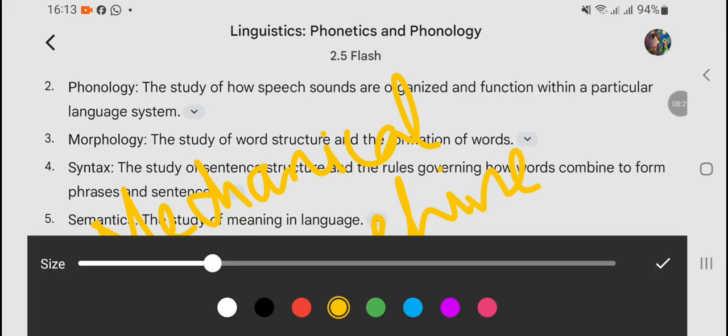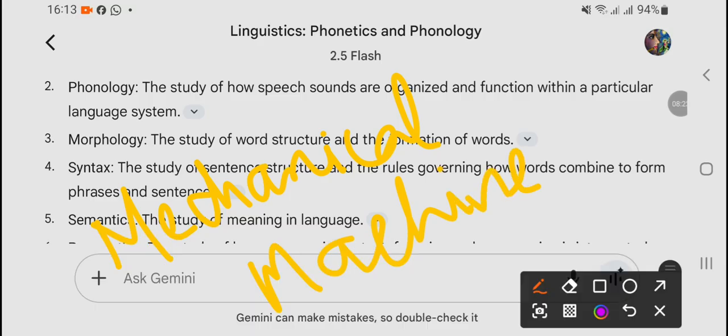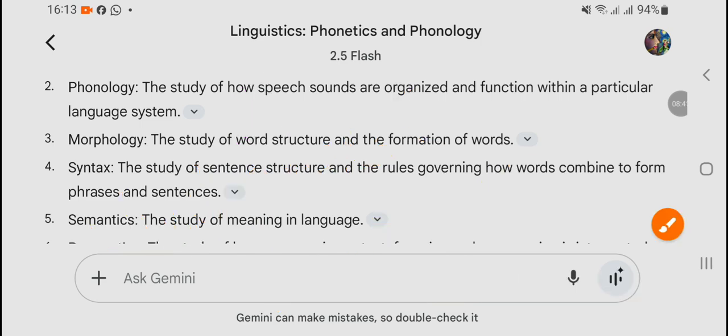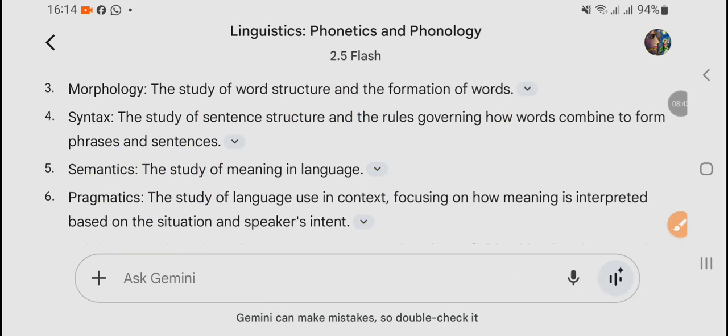Here you have noticed two things. CH is pronounced as k in "mechanical", and in "machine" it is pronounced as sh. This is the study which comes under phonology.